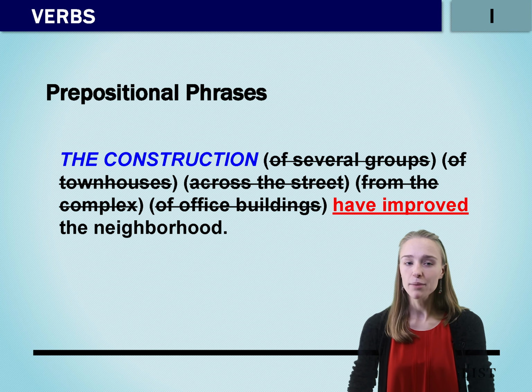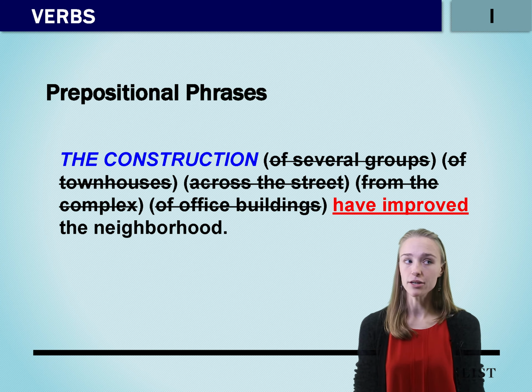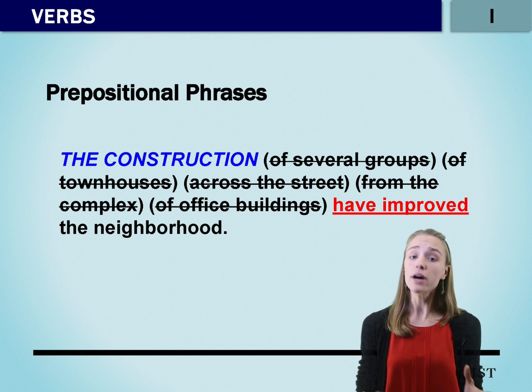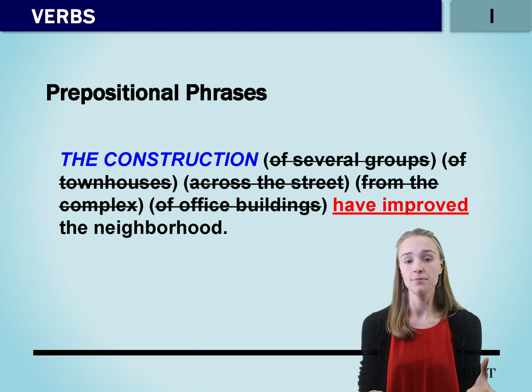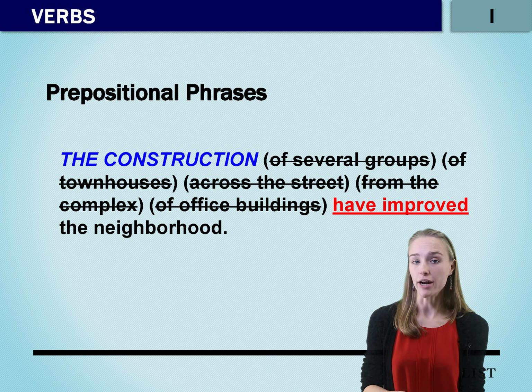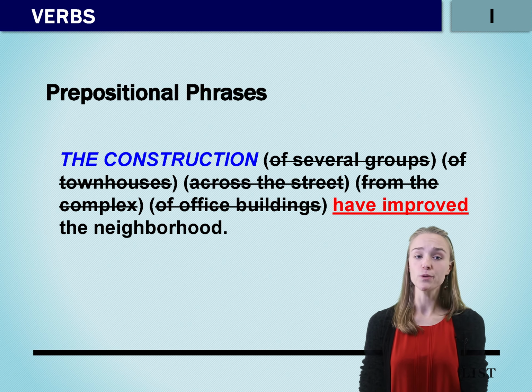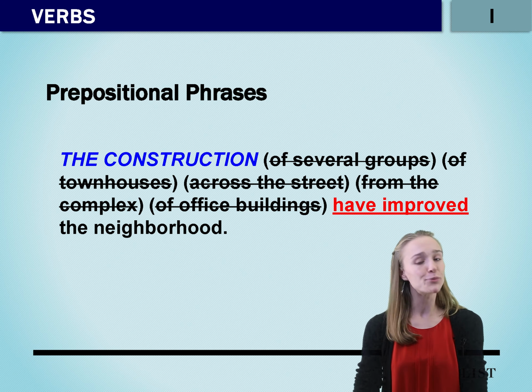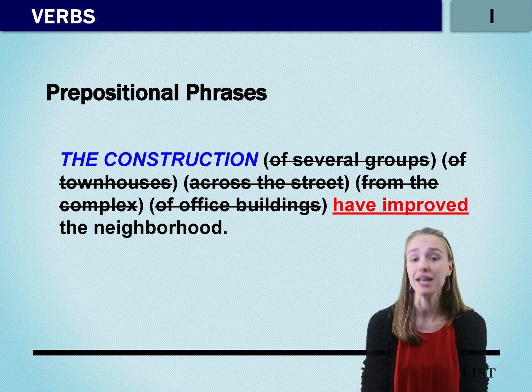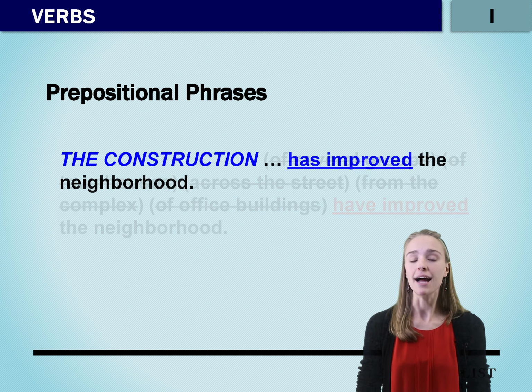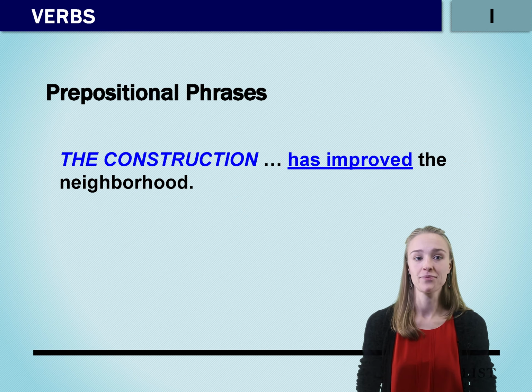But what type of subject are we dealing with? Singular or plural? Well, the construction is one thing. So it's going to be a singular subject. And what about our verb? Is have improved something we can use with a singular subject? Nope, it's not. So we're actually going to have to change it. In this case, we would prefer to say the construction has improved the neighborhood.